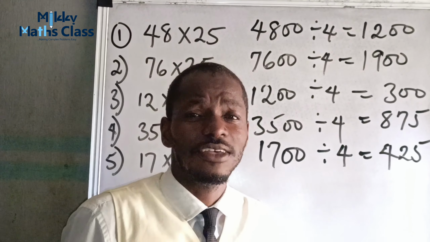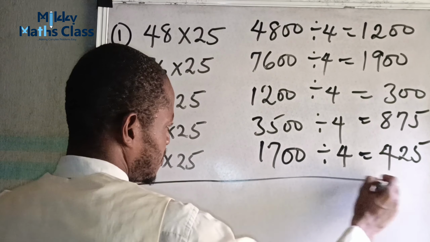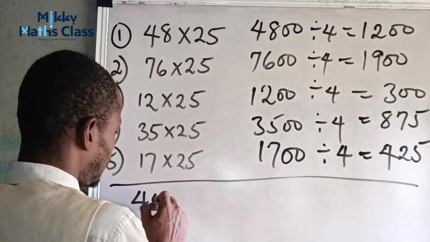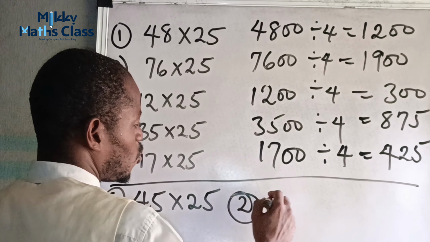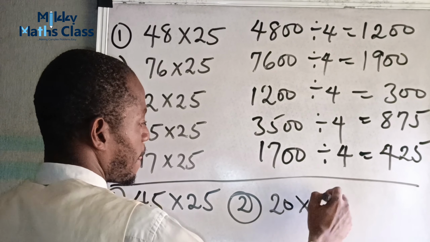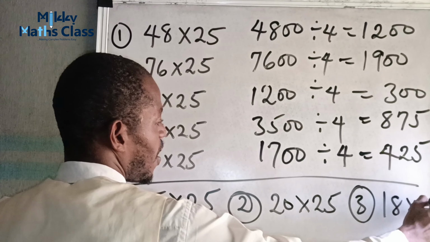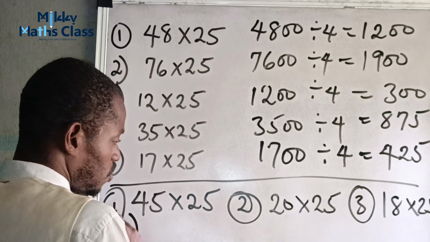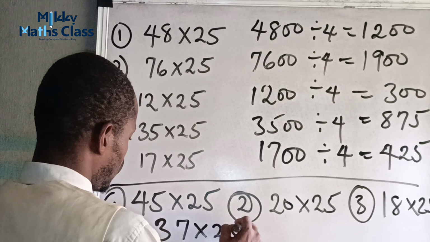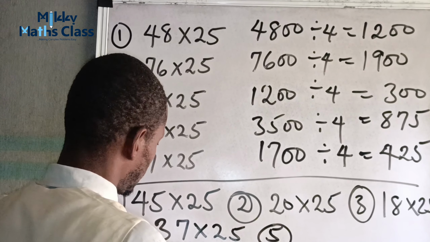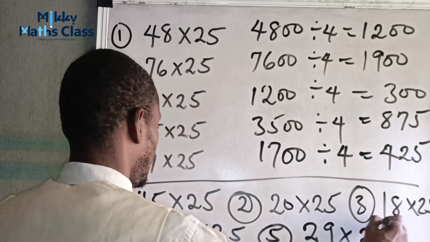Before we go, here's a list of take-off questions you can practice. The first one, you can have something like this: 45 times 25. The second one, 20 times 25. The third one, 18 times 25. The fourth one, 37 times 25. The last but not the least, 29 times 25.